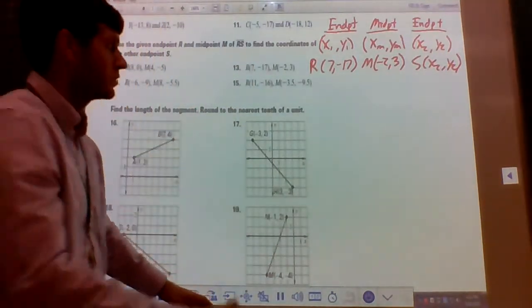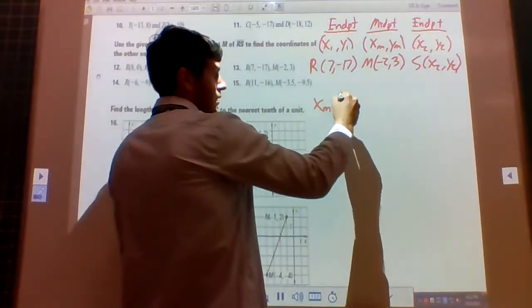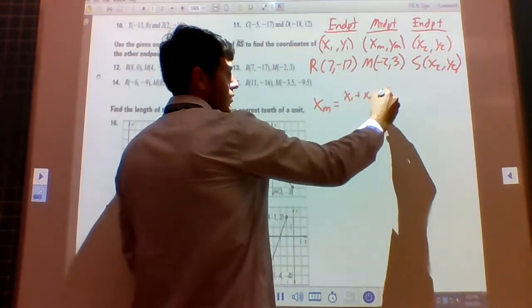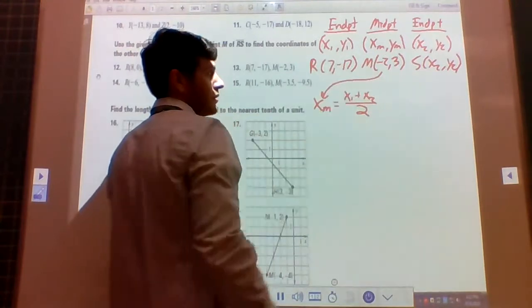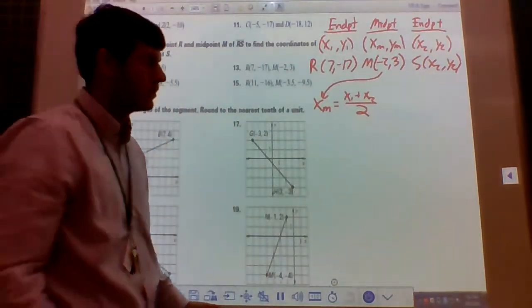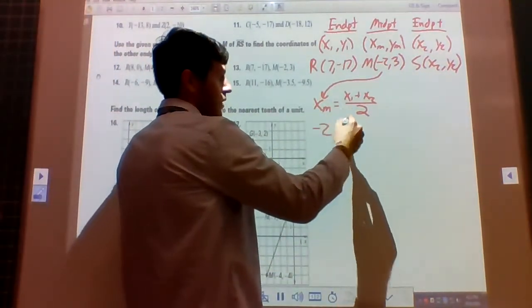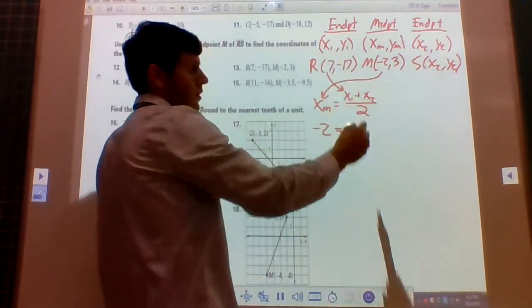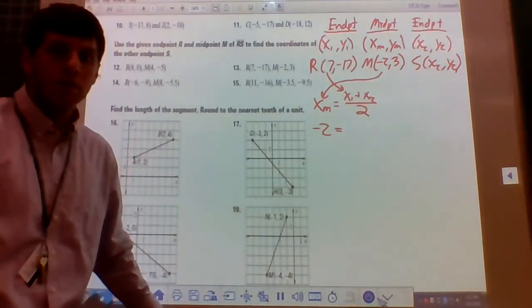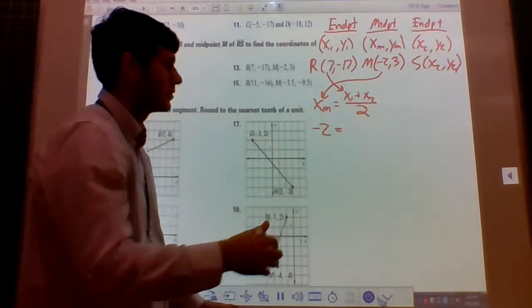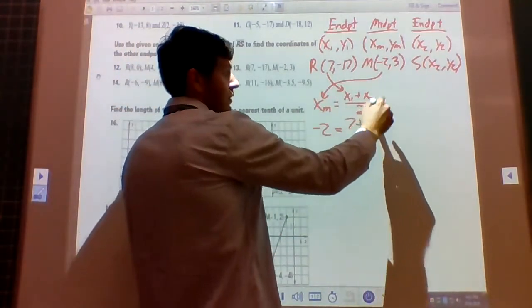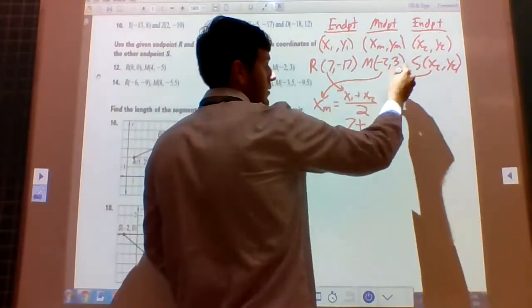So let's use our equations. Xm equals x1 plus x2 over 2. Xm is the x-coordinate of the midpoint, which is negative 2. We know that x1 is the x-coordinate of the endpoint they're giving us. So that's 7. And x2 is what we are solving for.